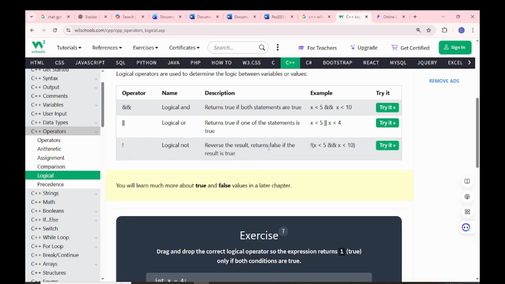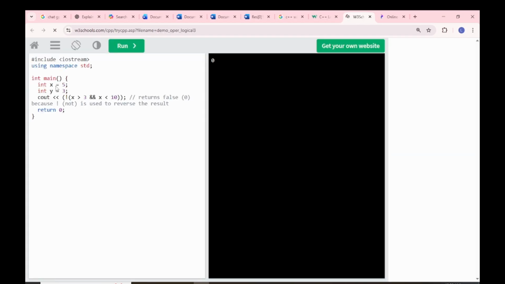Logical NOT reverses the result, returns false if the result is true. So let's see, x equals 5, y equals 3, cout not x greater than 3 and x less than 10. Yes, x is greater than 3 and x is less than 10. So this whole thing is giving us true, that means this is not true, right? So this is logical NOT. This is making the whole statement false. Do you understand? So it is giving us 0.